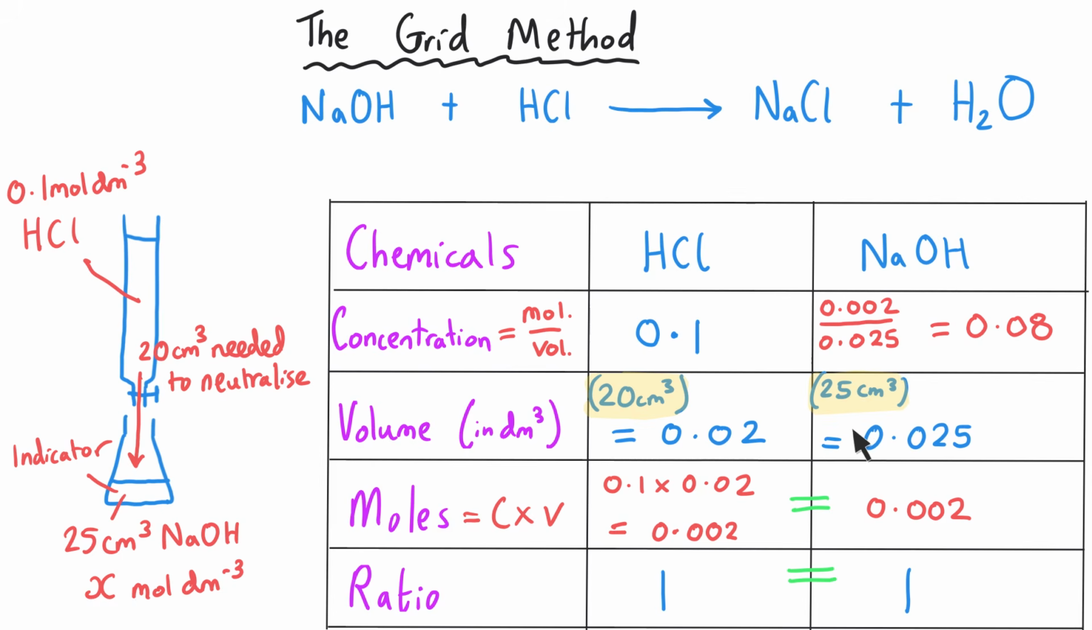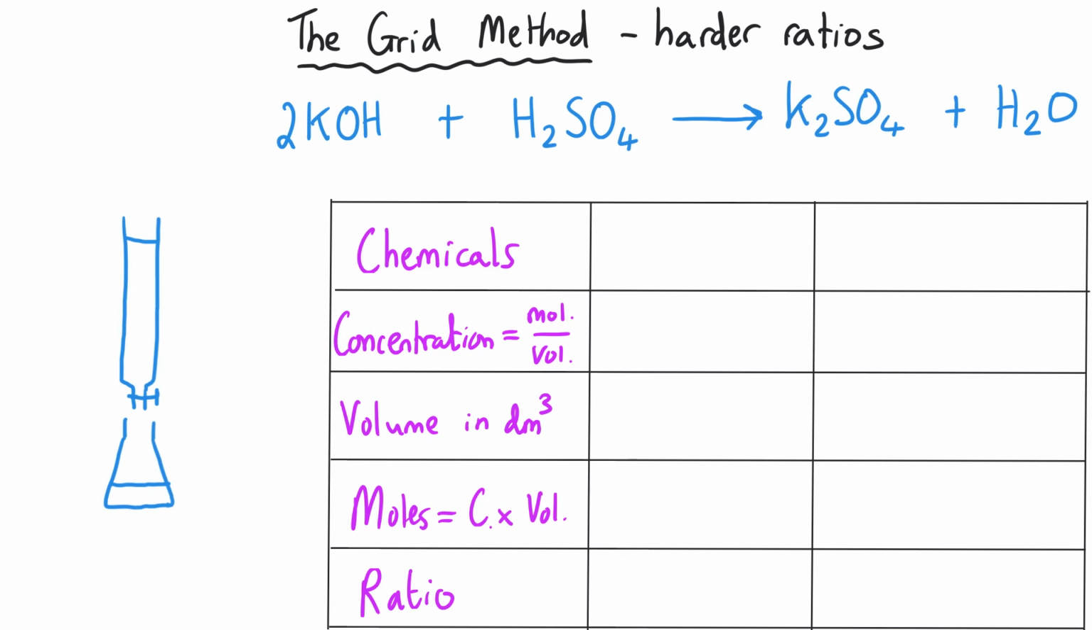Since the mole ratio is 1-to-1, it must be the case that the sodium hydroxide is a little bit less concentrated because we needed a bit more of it in order to cancel out our hydrochloric acid. So 0.08 is a little bit smaller than 0.1, so we can be confident we've got the right answer. We're just going to take a look at one more example.